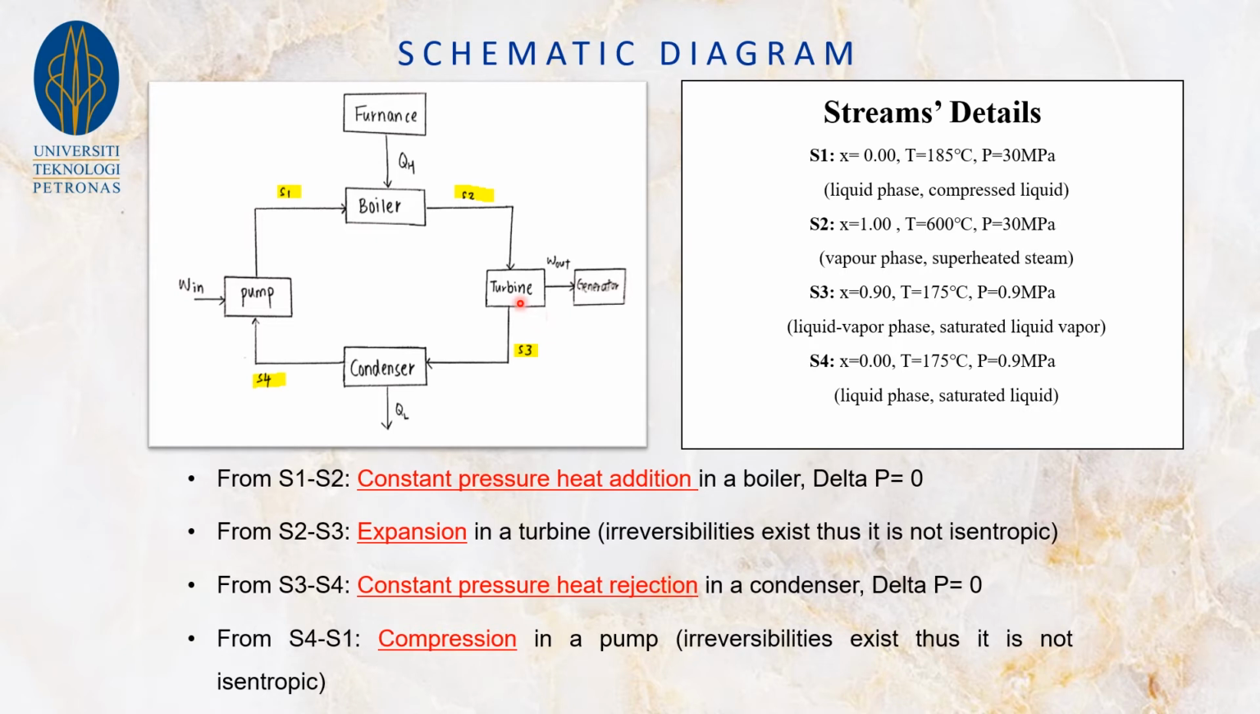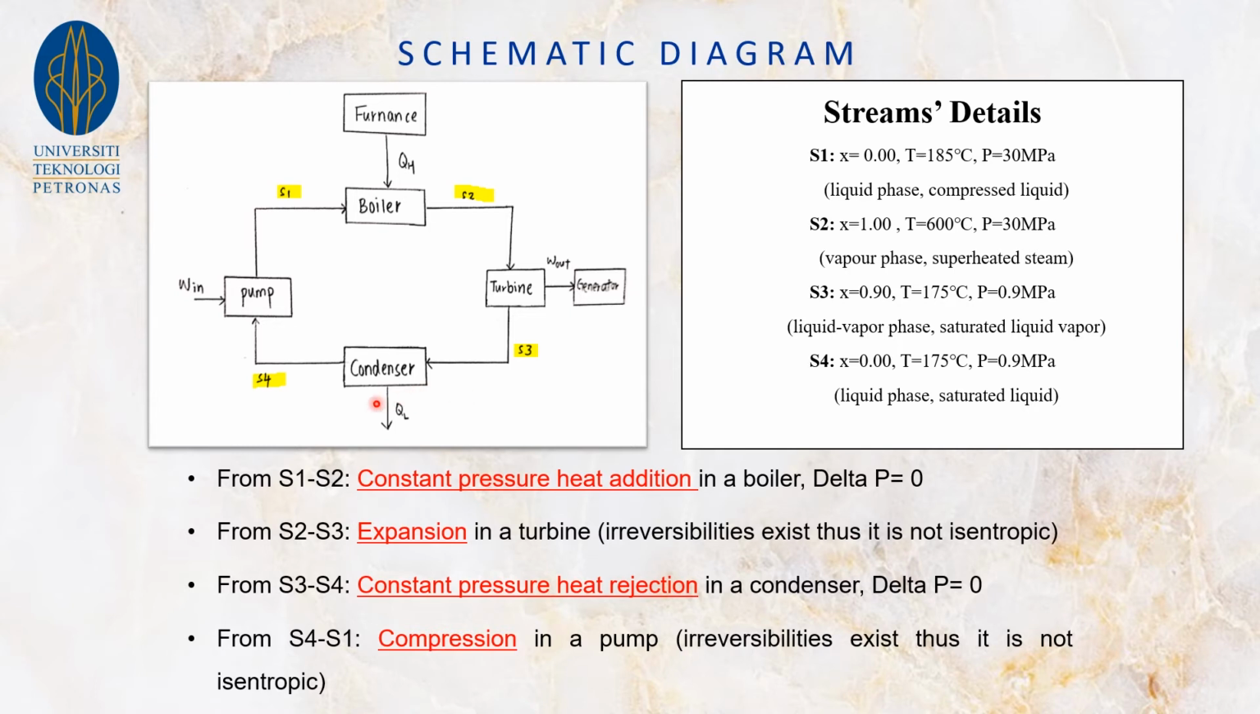The turbine will receive the superheated steam from the boiler, and it will extract the thermal energy from the superheated steam, and the energy will be used to do work on a rotating output shaft. During the process, the velocity, temperature, and pressure of the gas are sacrificed to rotate the turbine to generate the shaft power. Thus, the pressure and temperature will drop, and we assume it drops from 30 megapascal to 0.9 megapascal, and the temperature from 600 to 175 degrees Celsius. The phase of the superheated steam is now changed to a saturated liquid-vapor mixture.